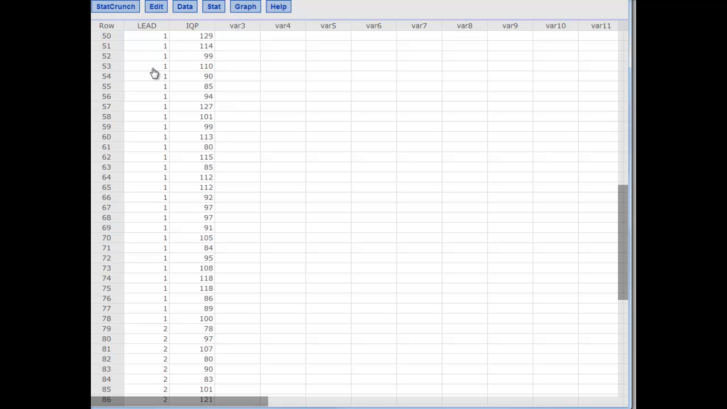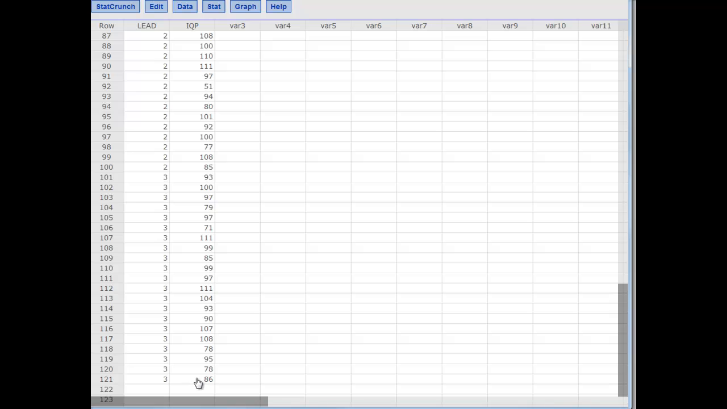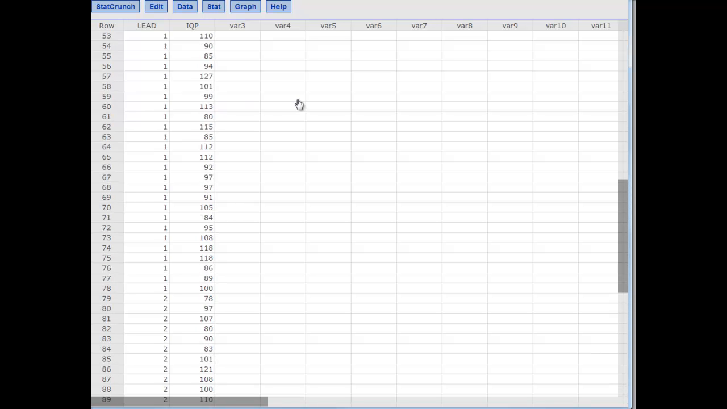You'll see that as we scroll down, now all of a sudden there's some twos. This means they're in the second group, the middle-of-the-road lead levels. The first group was low lead, this is medium lead, and 3 means the high lead group, and these are the scores of all the people in that group. So you could either put those in three different columns or put them all in one with a grouping column. Either way, it's just as easy to run.